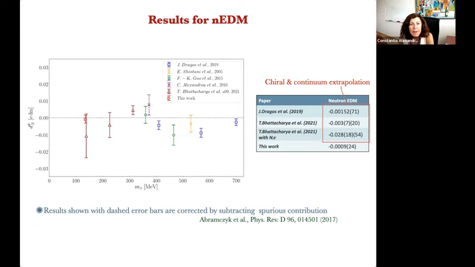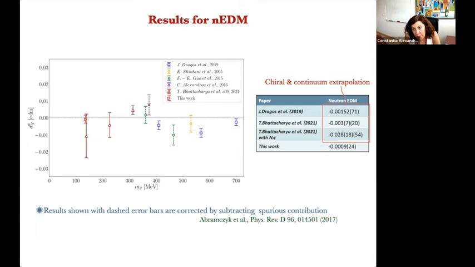And this is my final slide where I show you now a collection of data, and you see most computations up to now were done for higher than physical pion masses. This point is our result, this red point here. And you see that really, we have improved by an order of magnitude. However, this is still consistent with zero and far away from the experimental accuracy, of course.